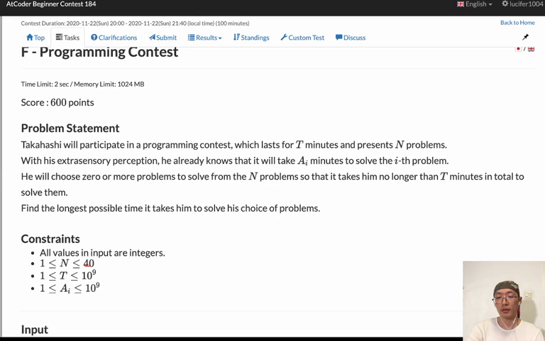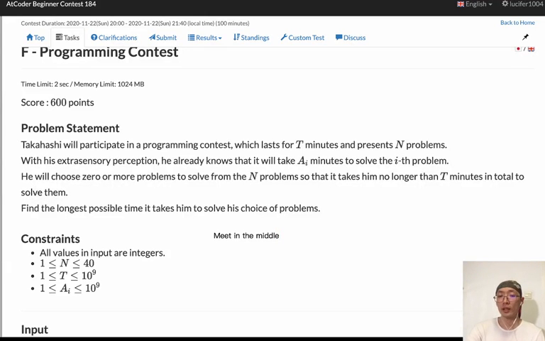So here we notice that the maximum n will be 40. So if we naively enumerate all possible subsets of problems, we will have 2^40 different subsets, and there are too many. What we will do, actually this problem is a very typical problem which will use the technique called meet in the middle.